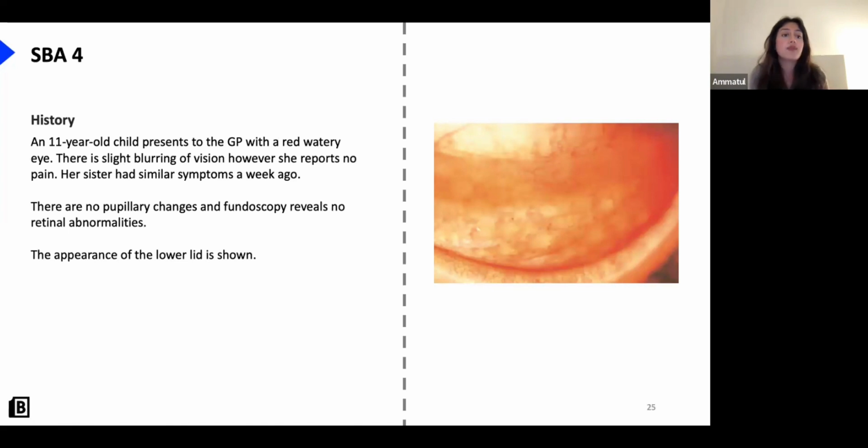Final SBA. An 11-year-old child presents to the GP with red, watery eye. There is slight blurring of the vision, however, she reports no pain. Her sister had similar symptoms a week ago. There are no pupillary changes, and fundoscopy reveals no retinal abnormalities. The appearance of the lower lid is shown. So just take a moment to look at the lower lid and think about what this might be.